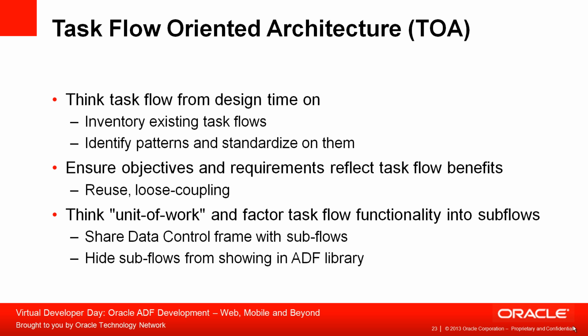If a task flow becomes too big, don't hesitate and break it up into subflows. And you can, on the task flow property, even hide a task flow from showing in the resource palette to make it an implementation detail. A shared data control makes a lot of sense if you have subflows. So if a task flow consists of many different subflows, then sharing the data control is the most performant implementation that you can have. Plus, it will make sure that data state is passed on to the different flows. And then hide the subflows from the ADF library so that the one entry point of this unit of work is displayed there. And that's a property on the task flows.